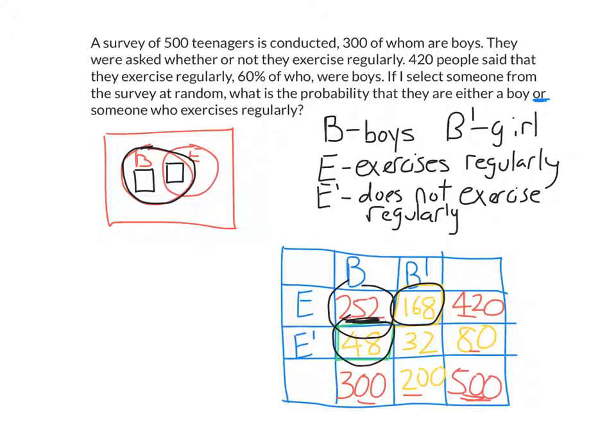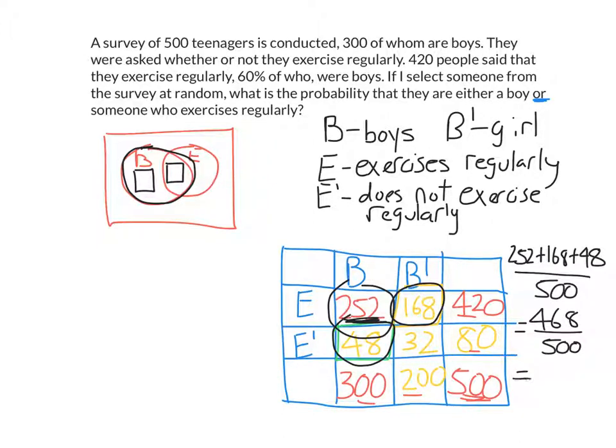So the probability of picking someone at random who fits that criteria, either a boy, someone who exercises regularly, or both, it's 252 plus 168 plus 48. That's the total. We just divide that by 500 because that's how many were there in total. And so the answer is 468 over 500. And we could divide by 4 if we wanted. We get 117 over 125. So the two-way table made this calculation so much simpler.